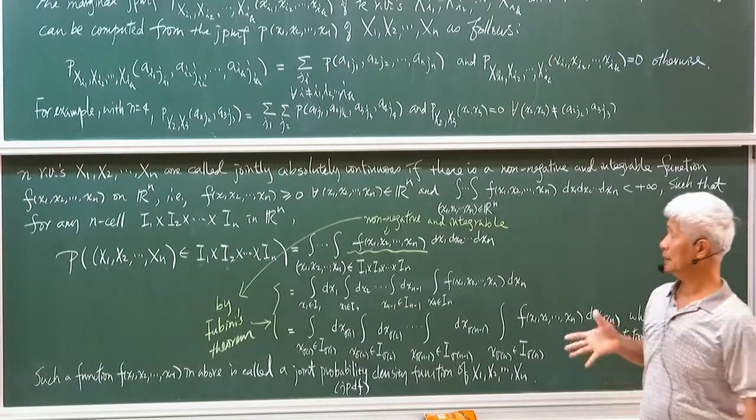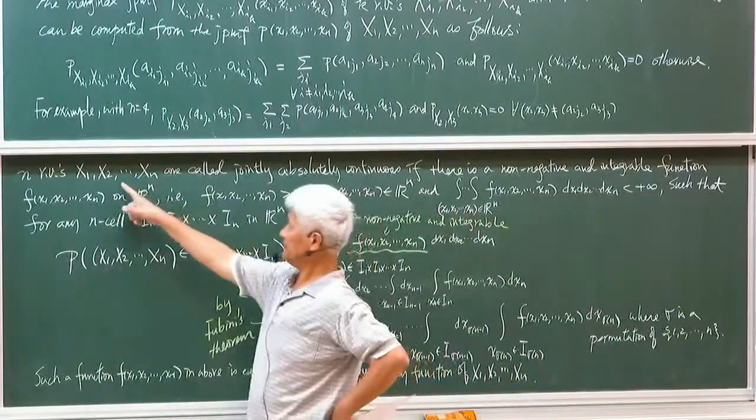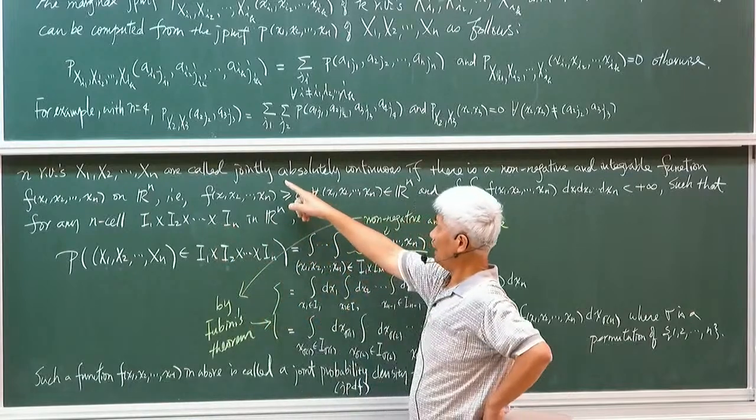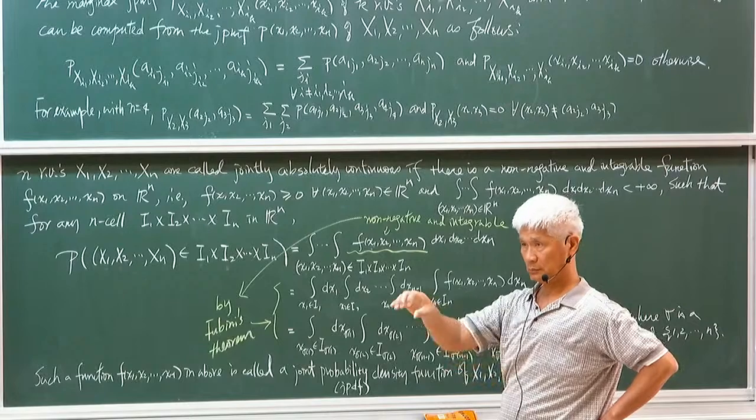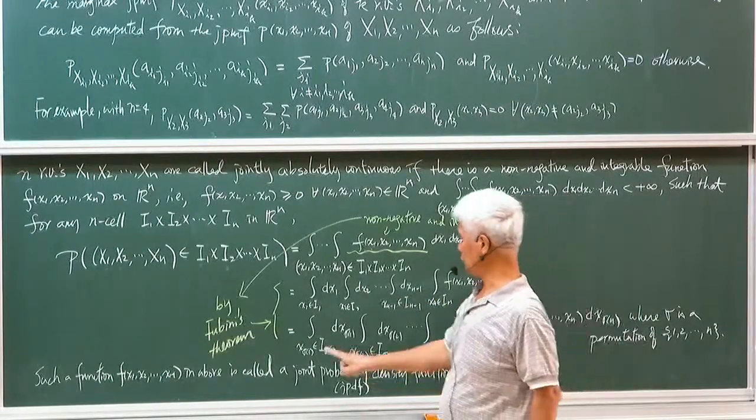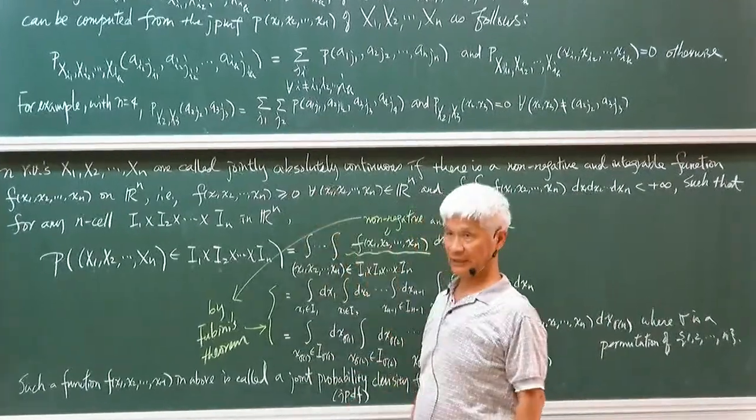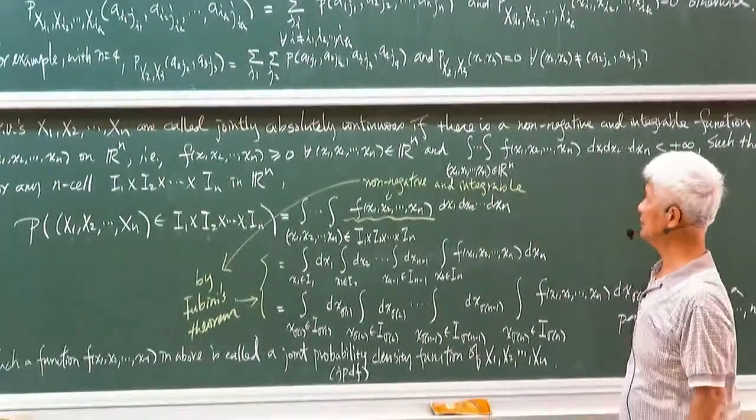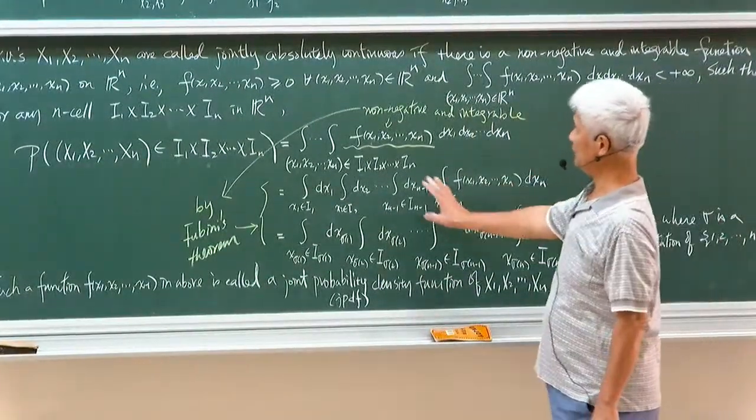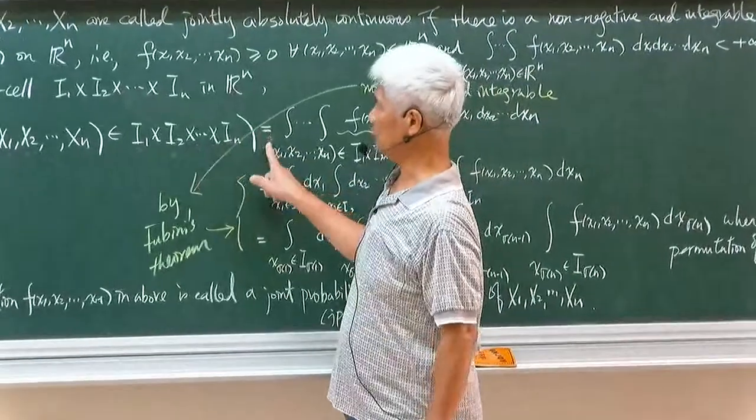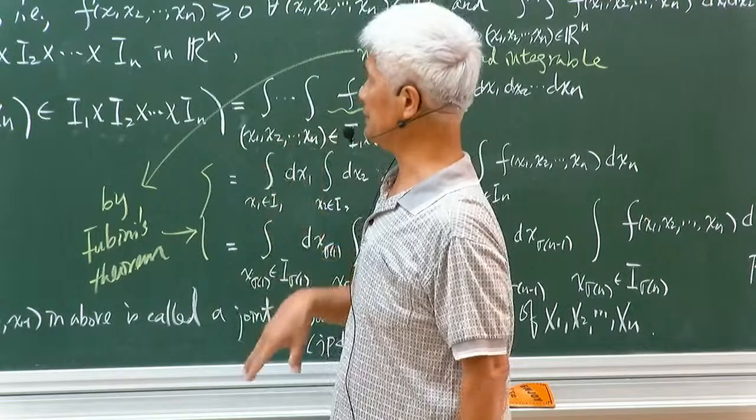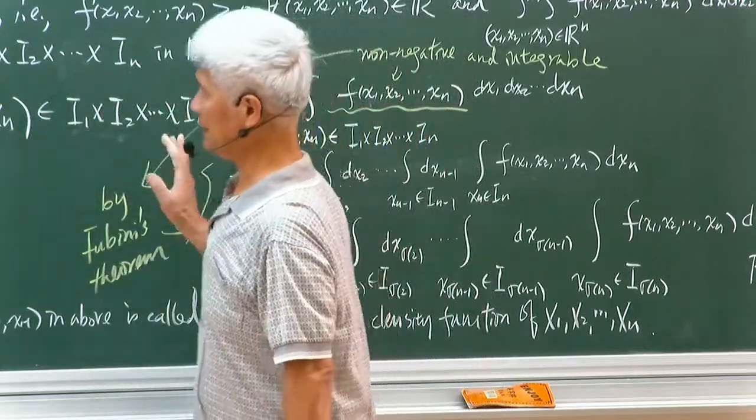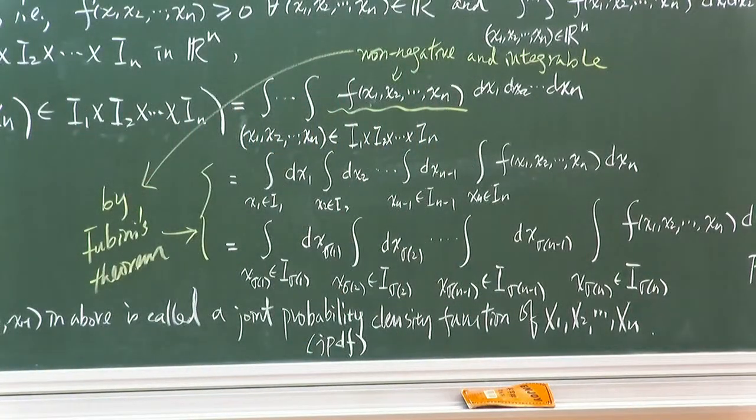Okay, so to check whether n random variables are jointly absolutely continuous, we have to establish a joint PDF for these n random variables. By definition, you have to check that this identity is true for any n-cells. Okay, this is in principle, by definition, but an easier way is here.